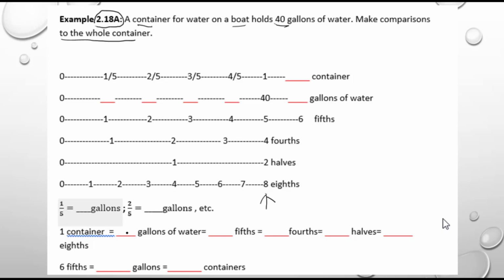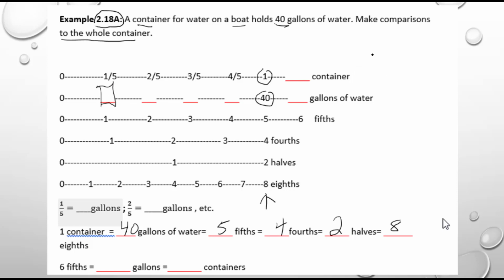So I'm going to go, one container is 40 gallons of water, which equals 5/5, which equals 4/4, 2 halves, and 8/8. They're all 1. And in this case, the whole is the container with 40 gallons of water. So we want to find out these red dashes, how many gallons are in each fifth, because there's 5 of them, right? 1, 2, 3, 4, 5. So we're going to find one fifth first.